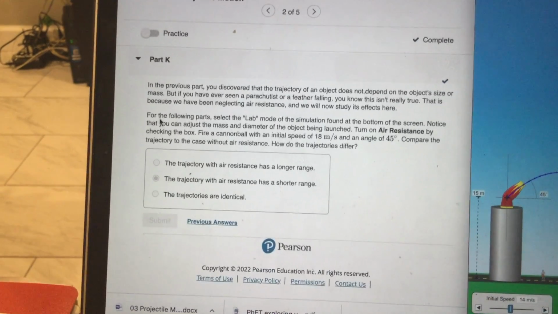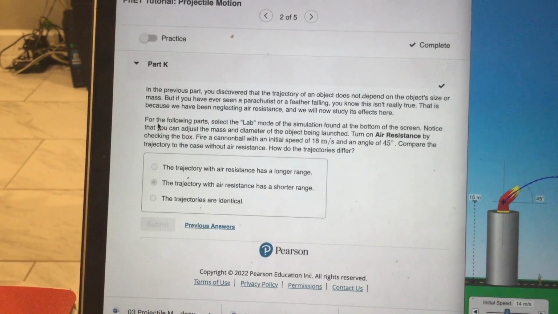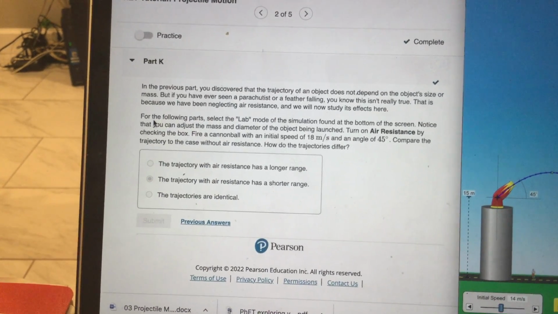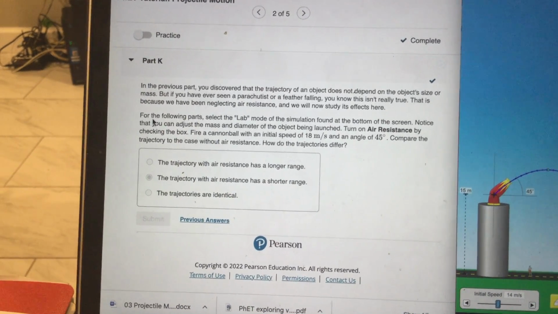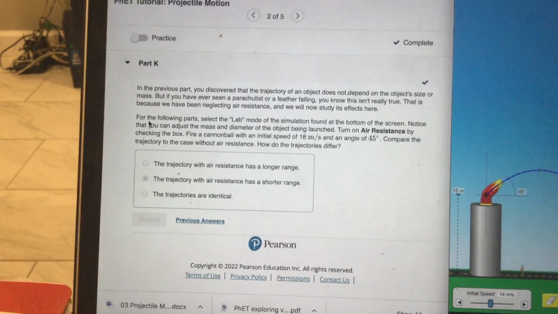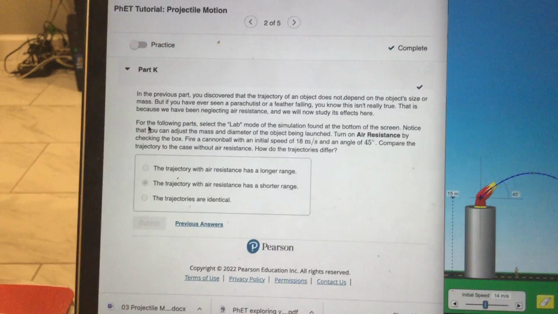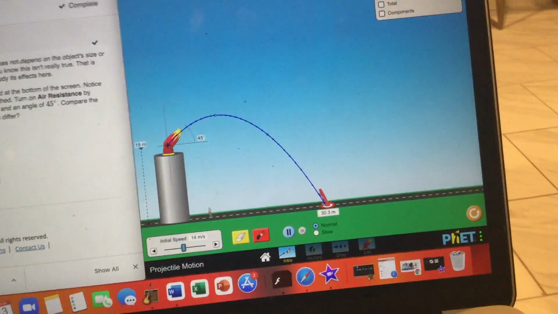Notice that you can adjust the mass and diameter of the object being launched. Turn on air resistance by checking the box. Fire a cannonball with an initial speed of 18 meters per second and an angle of 45 degrees. Compare the trajectories to the case without air resistance. How does the trajectory differ?